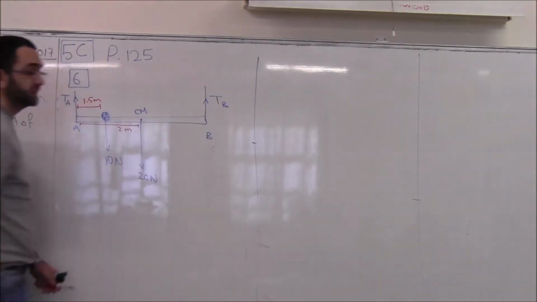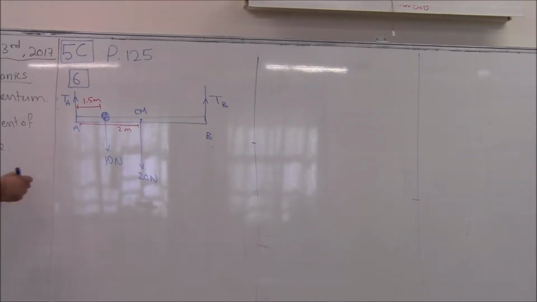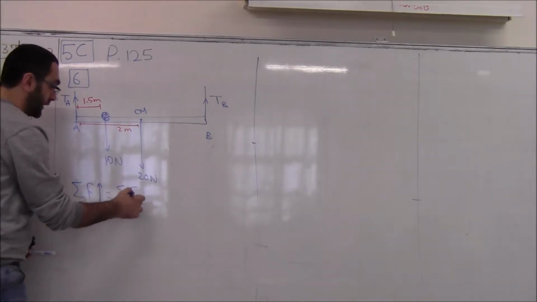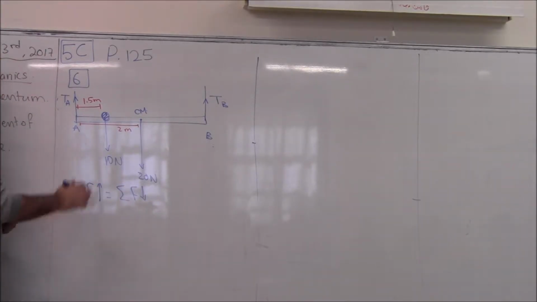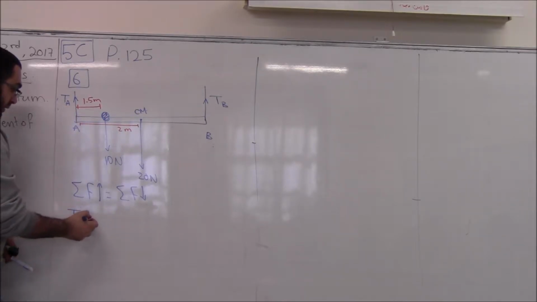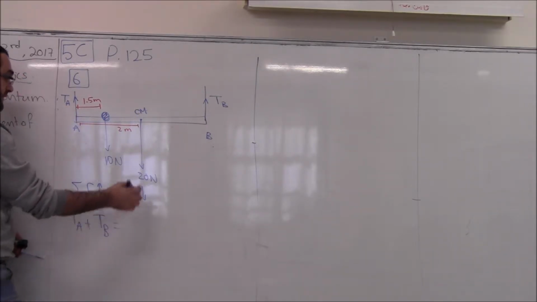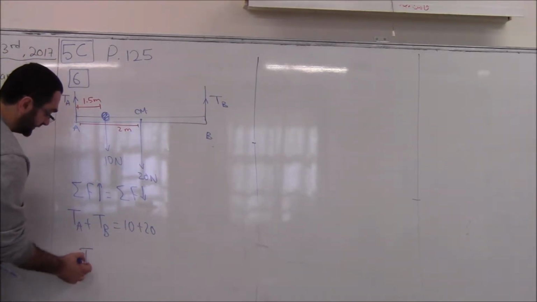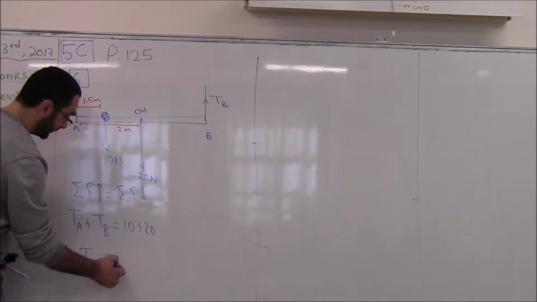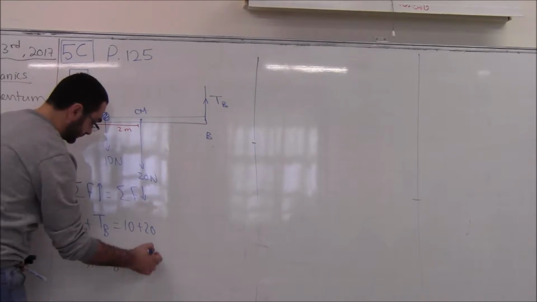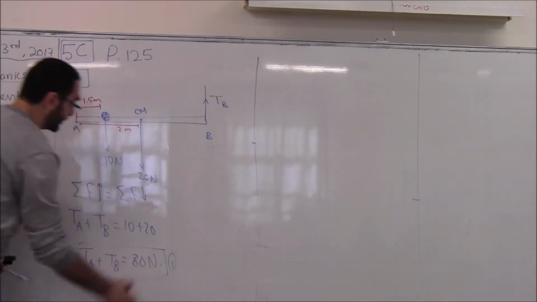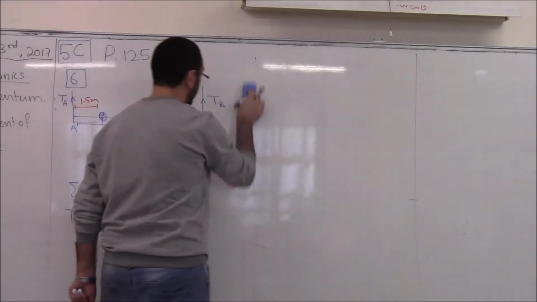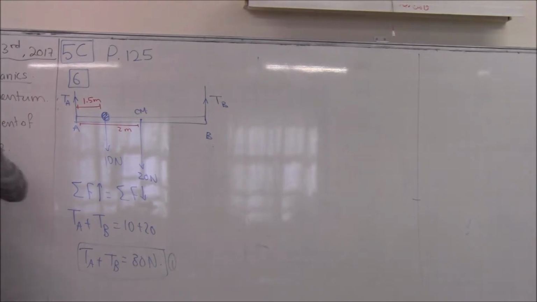TA, TB. First condition for equilibrium: sum of forces up equals sum of forces down. TA plus TB, the upward forces, equals the downward forces, 10 plus 20. So TA plus TB equals 30 newtons. This is the first equation. For the second equation, I have to take moment of forces clockwise equal to moment of forces anti-clockwise.